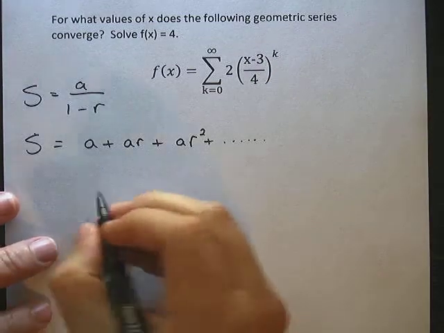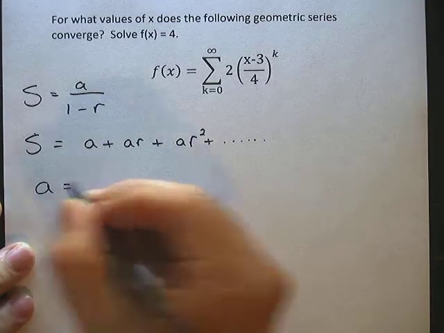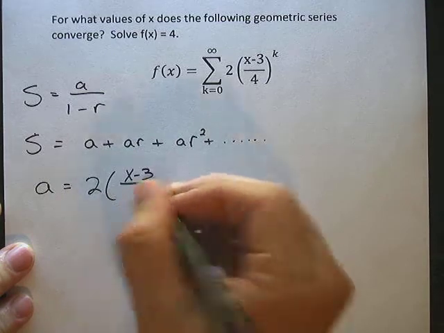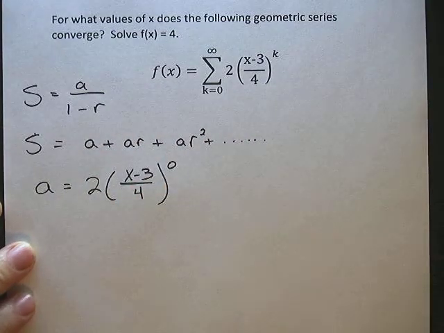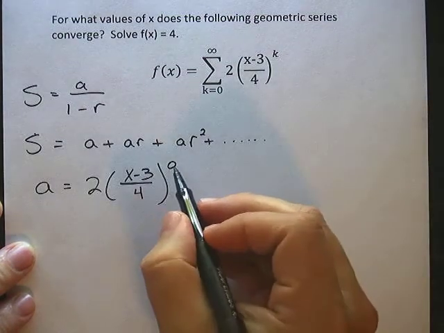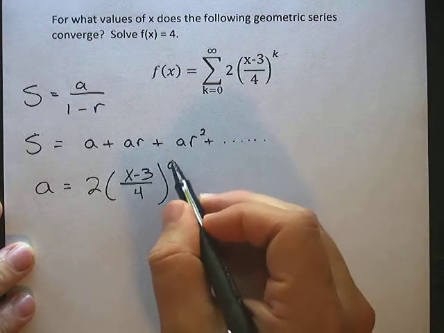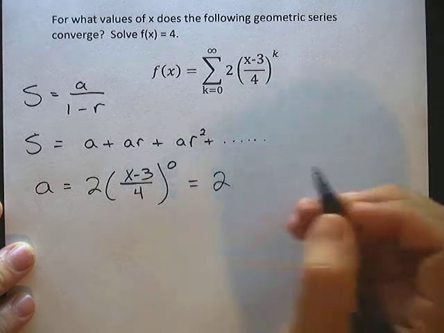So let's plug that in. a is equal to 2 times x minus 3 over 4, and plug in a 0 for k. Now we know that anything to the 0 power is 1. That doesn't include this 2 here. Only this parentheses is getting raised to the 0 power. So this all turns into a 1, and this becomes 2. So a is equal to 2.